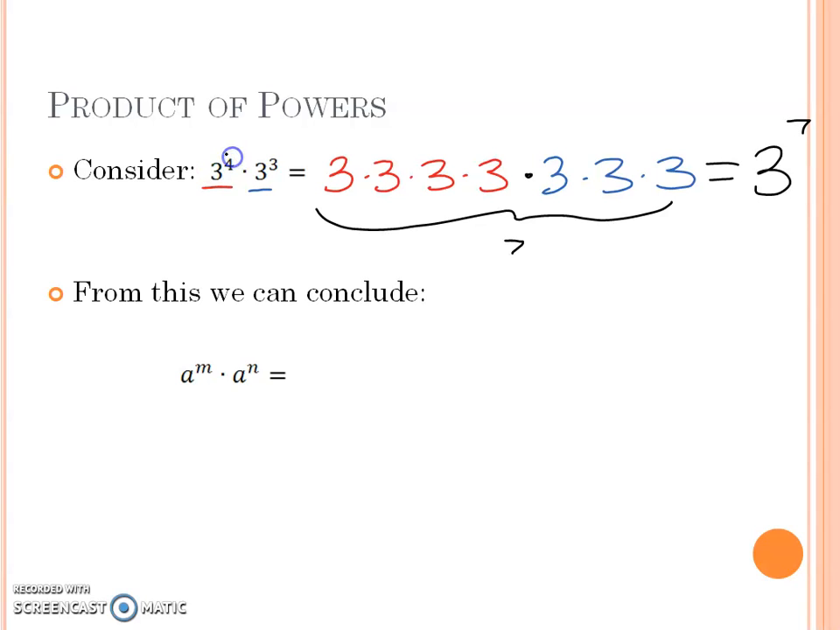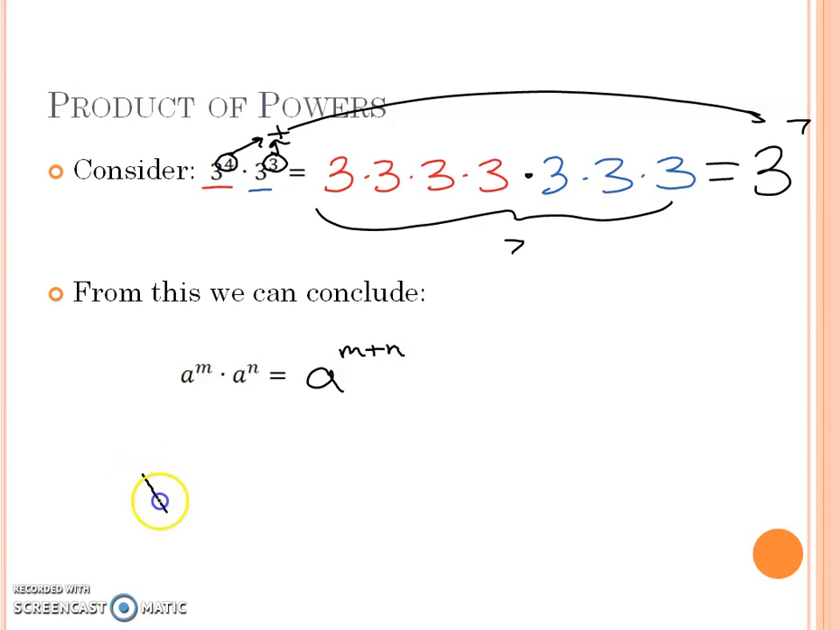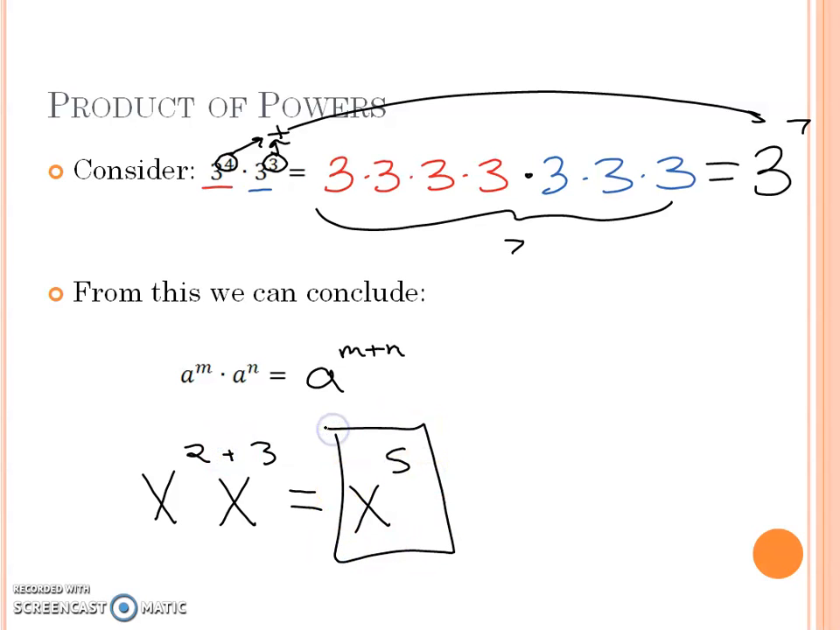Well, I can look at their exponents here, a 4 and a 3, and those two add together to give me 7. So this is called our product of powers rule. The rule is that if I have a to the m power times a to the n power, I can rewrite that as a to the m plus n power. So that's if they're multiplied together. If I have x squared and x cubed, that is simply x to the 5th power because I add my 2 and my 3 together. So that is my product of powers rule.